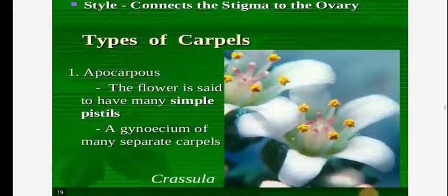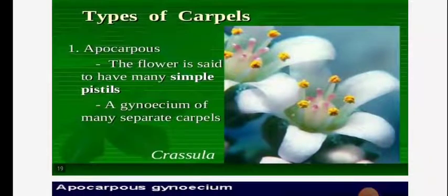In types of carpels, apocarpous. Apo means free carpels. I think a good example is Crassula. This photograph is there. But other examples of the apocarpous condition, grapes are there. We know the grapes are in a bunch, okay.